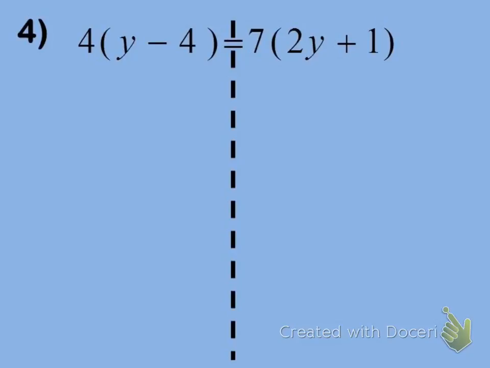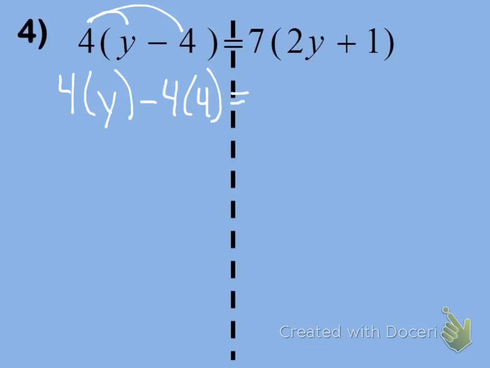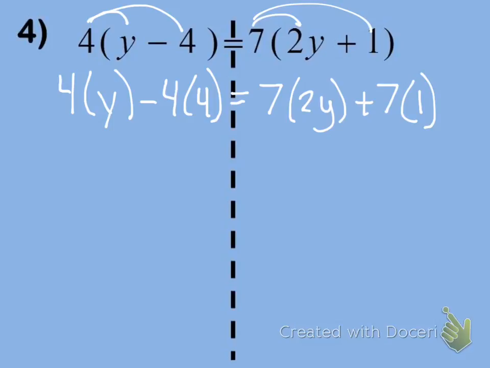All right, I'm going to start the same way. I'm going to distribute the 4. Then I'm going to distribute the 7. All right, so when I actually do the math, I get 4y minus 16 equals 14y plus 7.